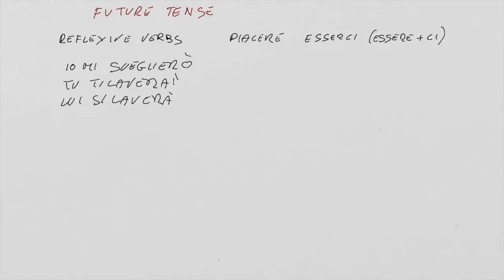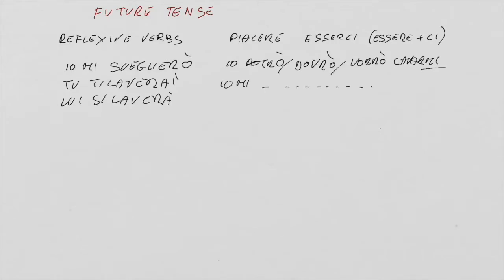But if the reflexive verb is preceded by a future form of potere, can, dovere, must, or volere, to want, the reflexive pronouns may either attach to the infinitive or precede the entire verb phrase. So you can have io potrò, dovrò, vorrò lavarmi, or io mi potrò, dovrò, vorrò lavare.